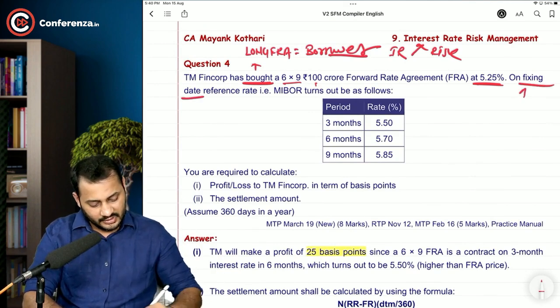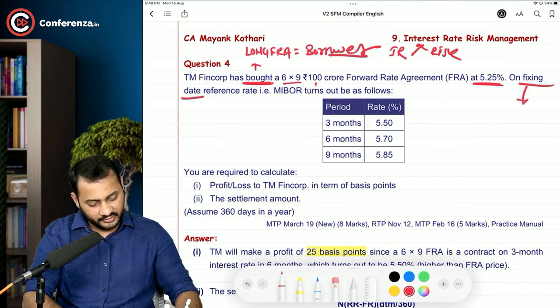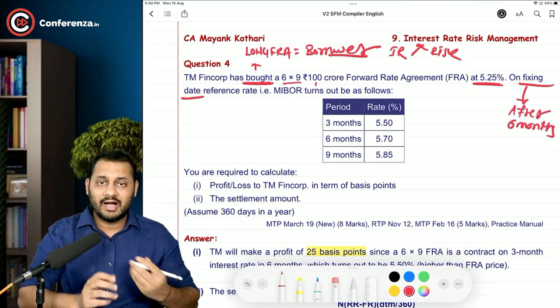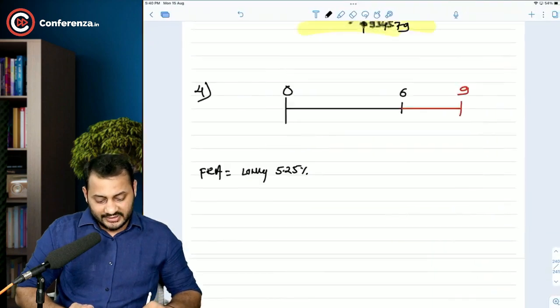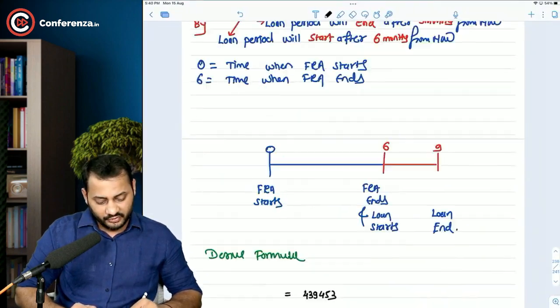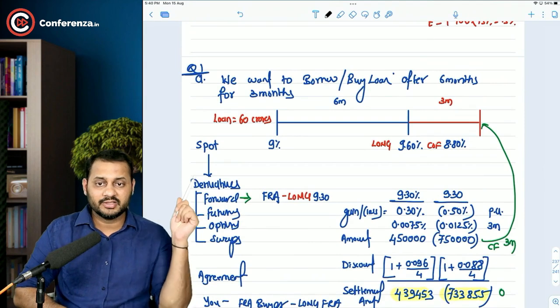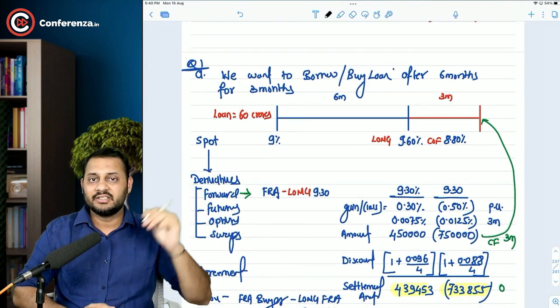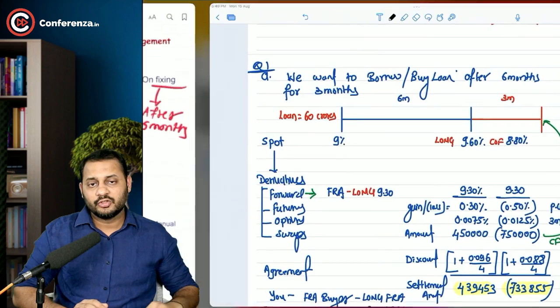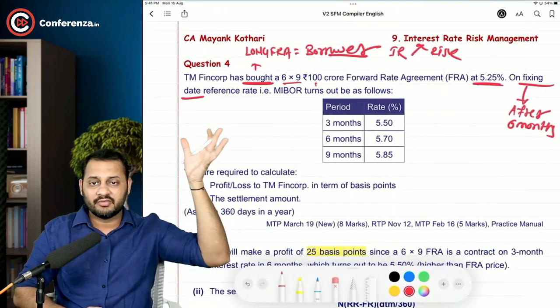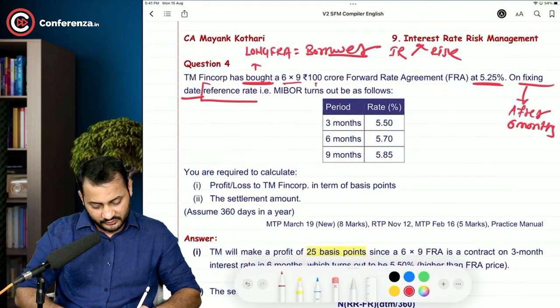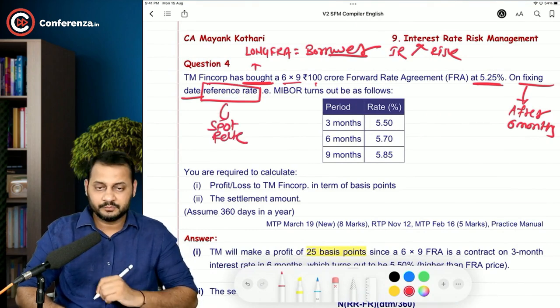Then on the fixing date, understand, the way they have written is a little wrong, but you can consider it like this: after 6 months. I will tell you why. Because today's 9% rate was irrelevant for us in the entire scenario. If the question has given you some reference rate, underline this word also, reference, and this is nothing but the spot rate after 6 months.